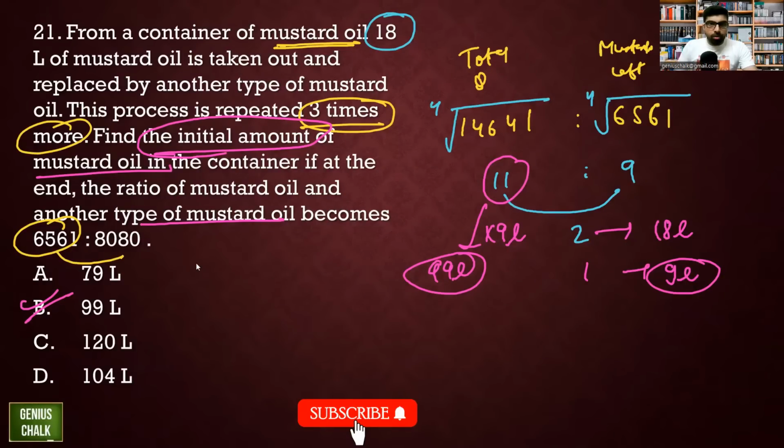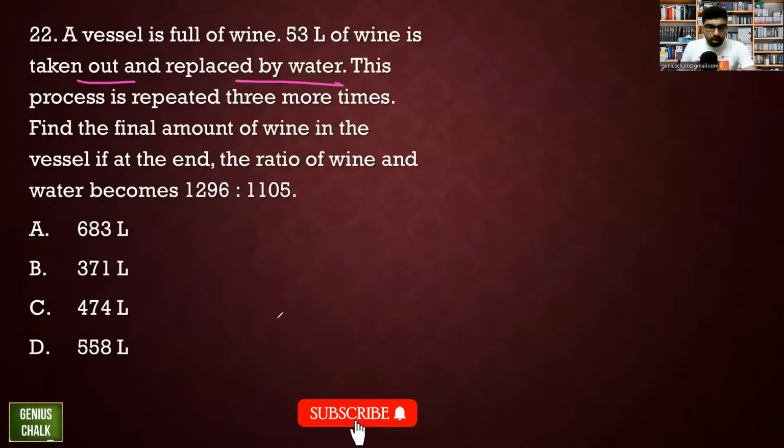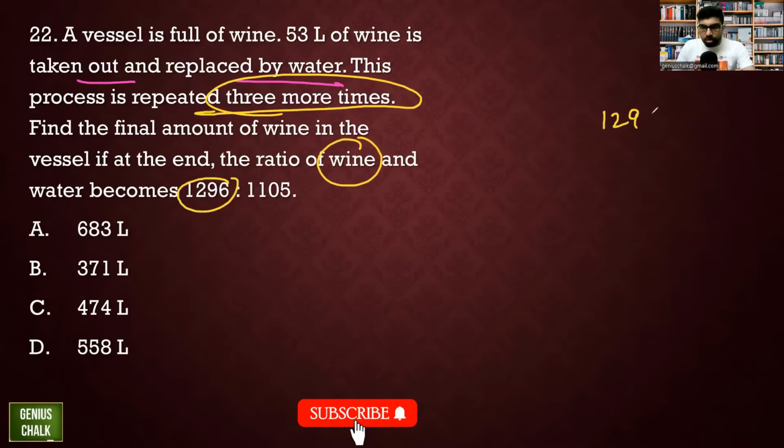A vessel full of wine, 53 liters of wine is taken out and replaced by water, and this happens 3 times more. At the end, what is the ratio of wine and water? So wine is this, we know wine left is this, and the total is how much? Just add 6 plus 5, 11, and 9 plus 1 is 0, and it is 24. So this is the amount of pure wine, the wine left, right?